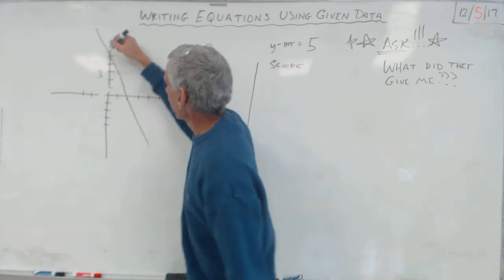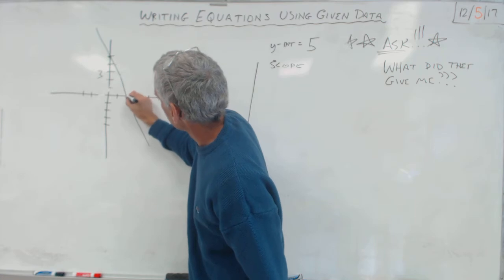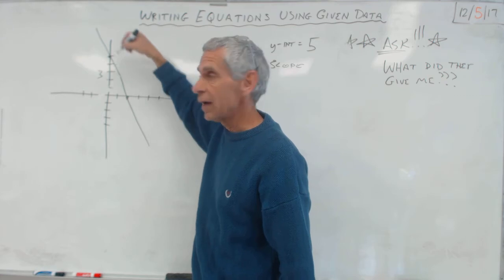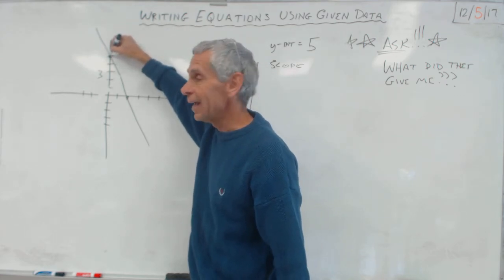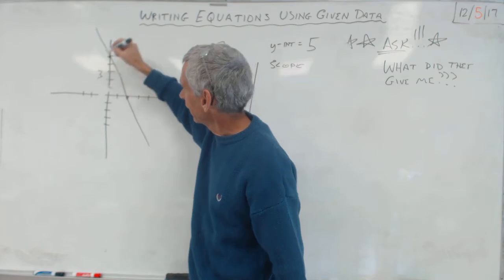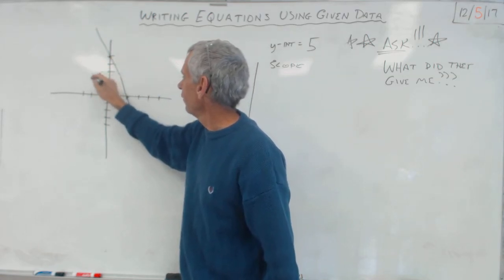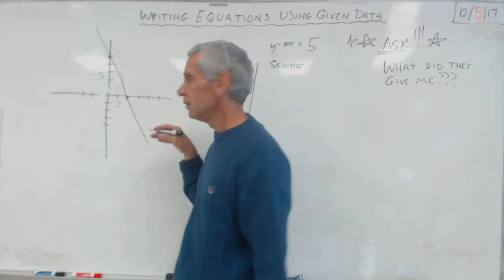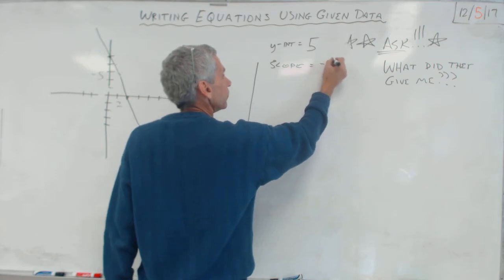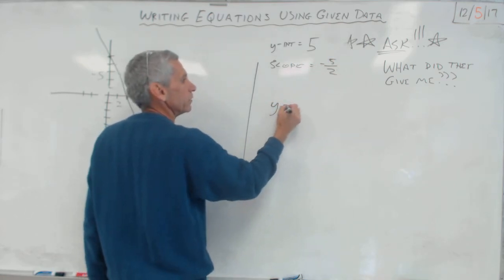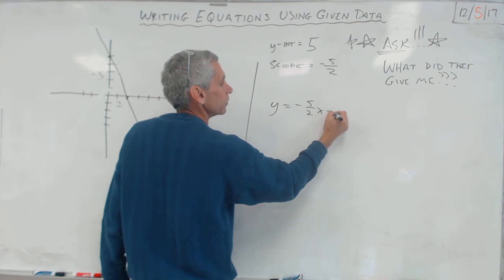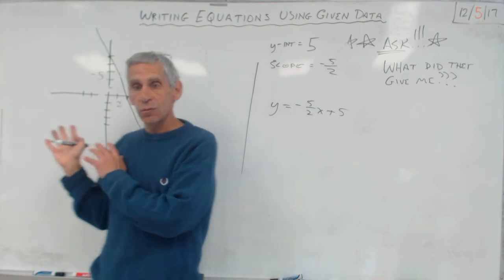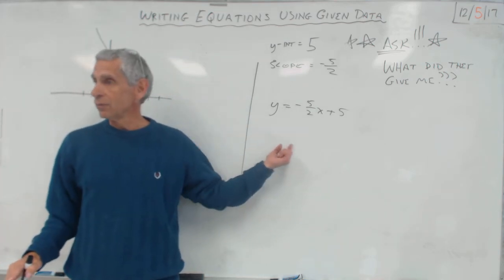Okay, here's a point, and here's a point. Don't you agree with me? To go from this point on the left to the next point on the right, my rise would be a negative what? Negative 5. So that's negative 5, and my run is positive 2. So it's negative 5 halves, and then it's easy to write it: y is equal to negative 5 halves x plus 5. So when you're given a graph, the easiest way usually is to use slope-intercept.